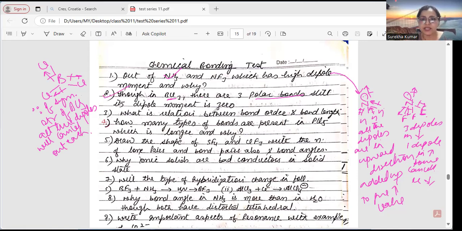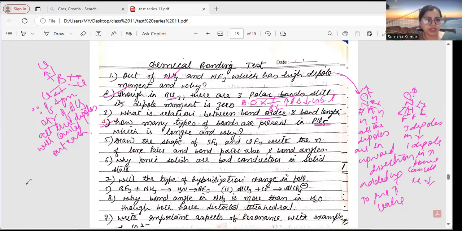Next is, what is the relation between bond order and bond length? They have inverse relation. Bond order is inversely proportional to bond length. Or we can say, higher the bond order, smaller is bond length. Next question. How many types of bonds are present in PCl5, which is longer and why?